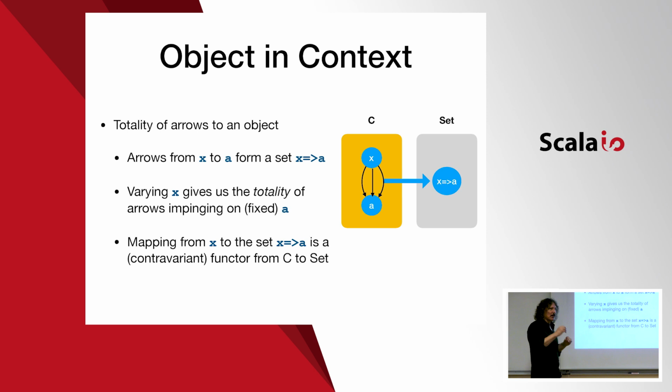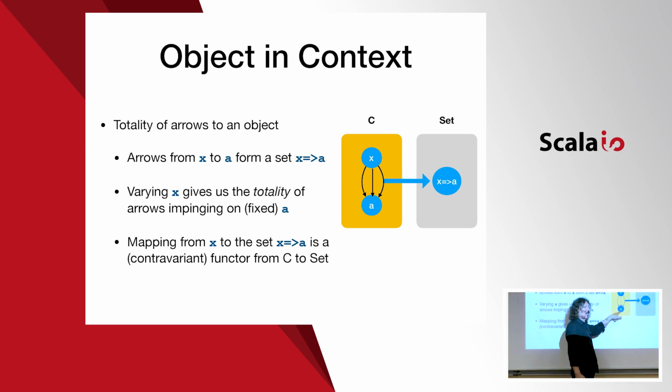Okay? So let me go through it step by step. First of all, how do I even define the totality of arrows coming to an object? Well, I'll start with object A. That's my object. Let me pick another object, X, and take the totality of arrows from X to A to begin with. I have to start somewhere, right? So let me take these arrows. They form a set, a set of arrows from X to A.